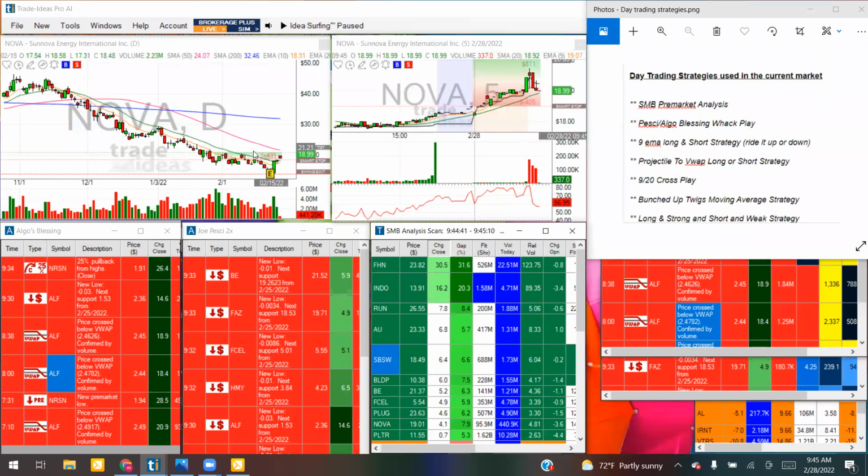All right. I personally love to use these trades pre-market, but they're also good scans for during the day. For me to use these scans pre-market, sometimes I find very nice early pre-market trades, especially on stocks that have gapped up. So let me go find the Pesci whack play. And it should be here. And again, I will stop it when needed.